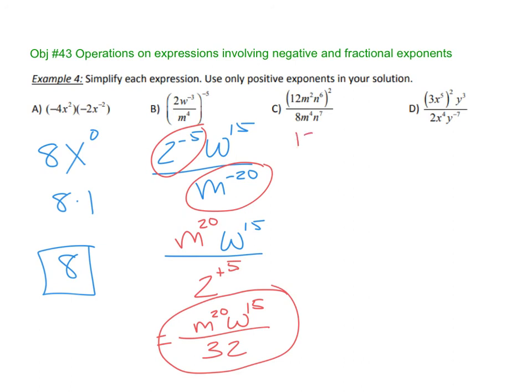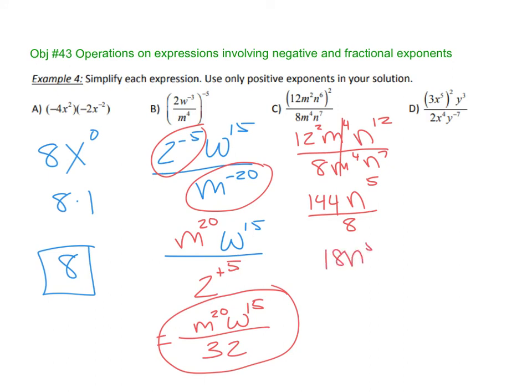So this is 12 squared, m to the 4th, n to the 12th, over 8, m to the 4th, n to the 7th. So 144, let's see, the m's cancel. Or you could write m to the 0 if that makes you happy. You don't have to. 12 minus 7 is 5, all over 8. Does 8 go into 144? I think it does. Let's see. 144 divided by 8. Yeah, 18. So 18 n to the 5th. Done.